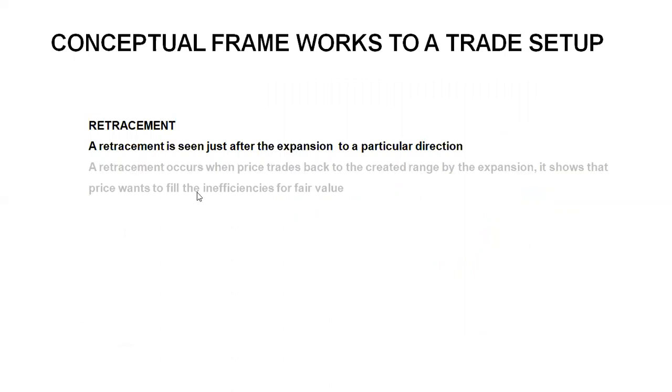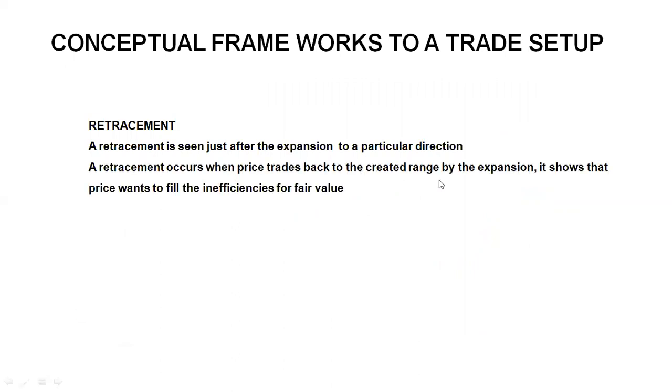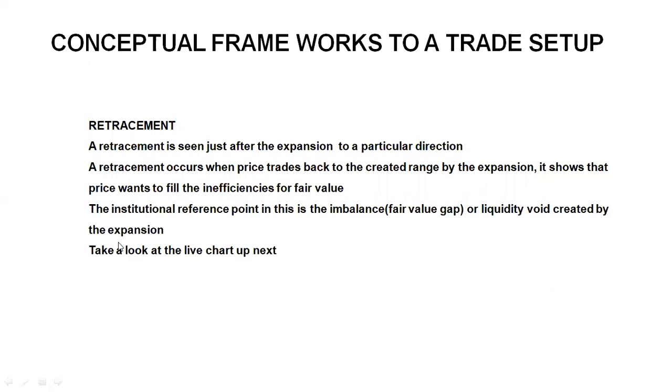Now, a retracement is seen just after the expansion in a particular direction. That means when the market has established that it's willing to go bullish or bearish, we want to see the market do what? Return, right? So it occurs when the market trades back into the range created by the expansion. It shows that price wants to fill the inefficiencies, for what? Fair value. That means the market has finally expanded, right? It wants to come back to do what? Fill the inefficiencies created by the expansion. All right. And the reference point for this is the fair value gap or the liquidity void created by the expansion. So let's look at the live chart example on the next slide.